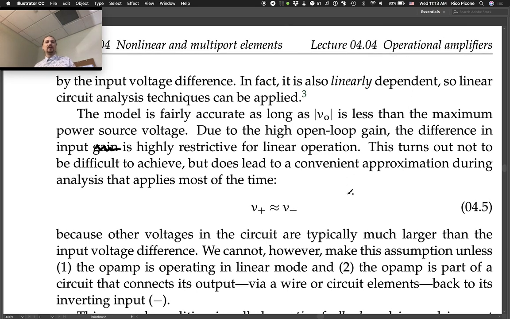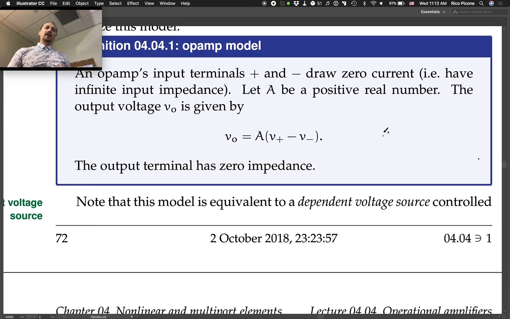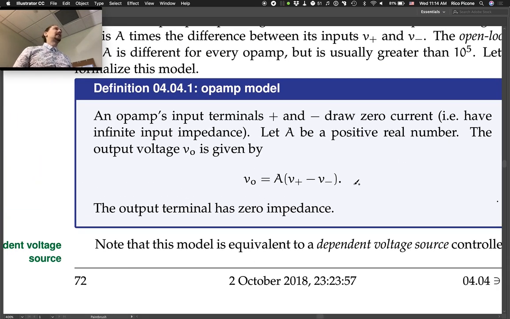This turns out not to be difficult to achieve, but does lead to a convenient approximation during analysis that applies most of the time, which is equation 4.5, that V plus is approximately equal to V minus. We know that if we're going to be in linear mode, that has to be true, because A is so big, right? So if V plus is approximately equal to V minus, note that you don't want to use equation 4.5 and this definition in the same analysis, because all that's going to tell you is that V out is equal to zero. And that's not true. That's not what the point of this approximation is.